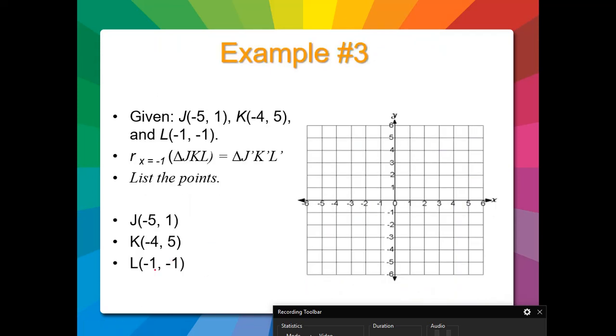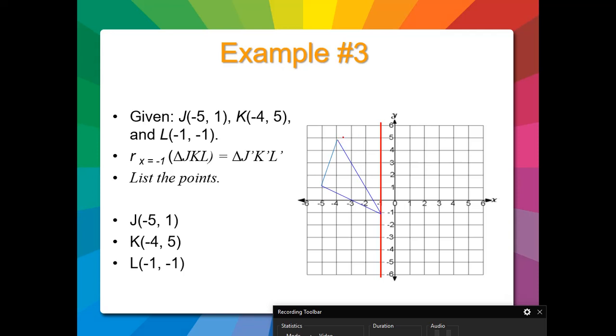In example number 3, we have triangle JKL, and we're reflecting in the line x equals -1. So I'm going to go ahead and put x equals -1 there, and I'm going to plot my triangle. Notice the figure isn't overlapping, but it does have a point on the line. So when I go to graph my image, this point will continue to stay there. Remember, this is an invariant point or fixed point.